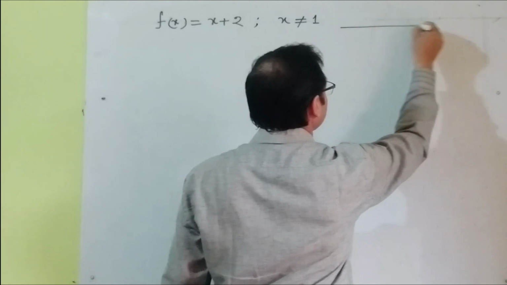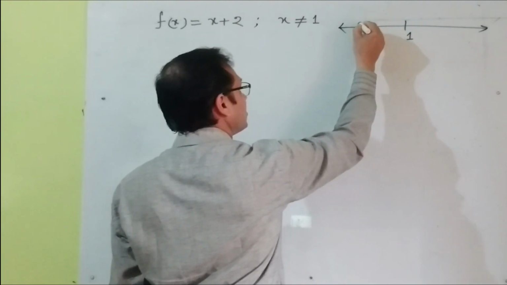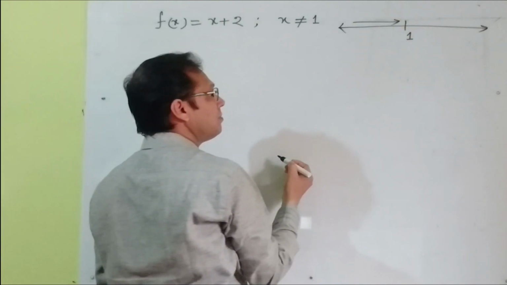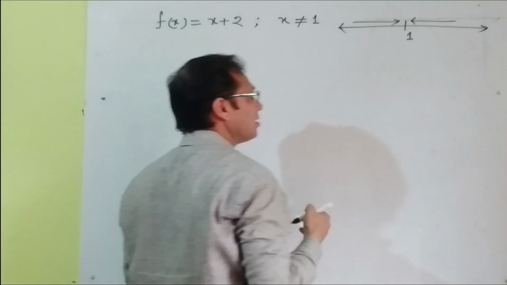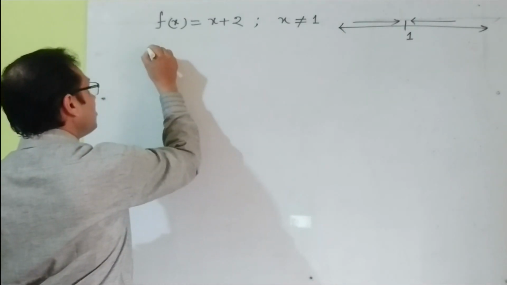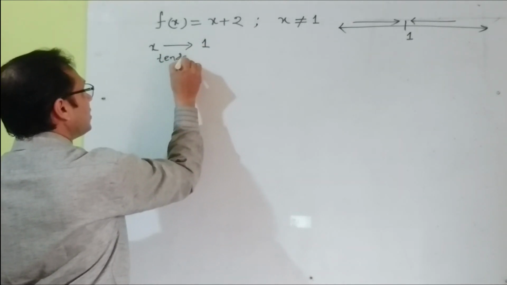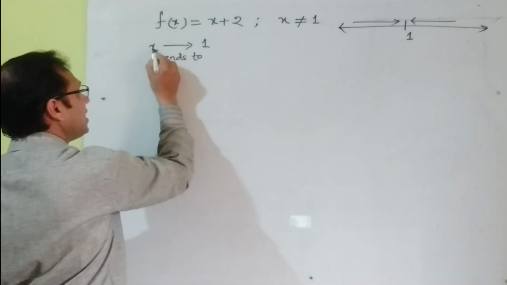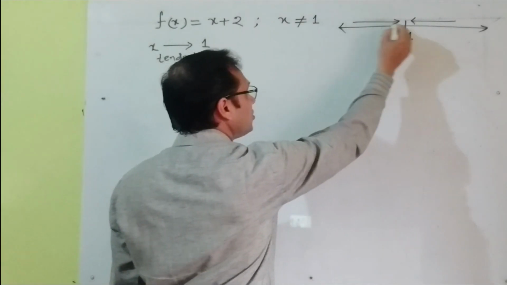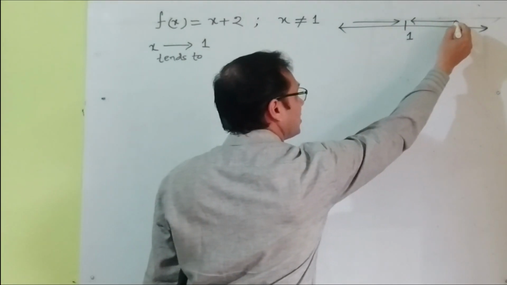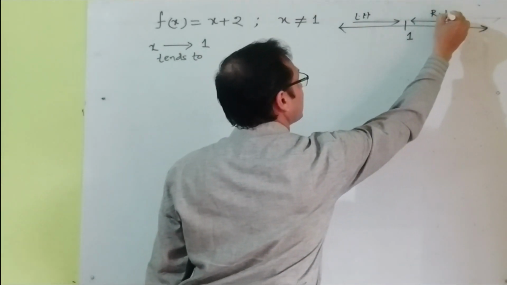If you take a number line, here 1 is here, the value of x is going towards 1 from the left hand side of 1, or it may be going towards 1 from the right hand side of 1. This can be written symbolically as x tends to 1. You read this as x tends to 1. X tends to 1 means the value of x is approaching 1 from the left hand side of 1 as well as from the right hand side of 1.